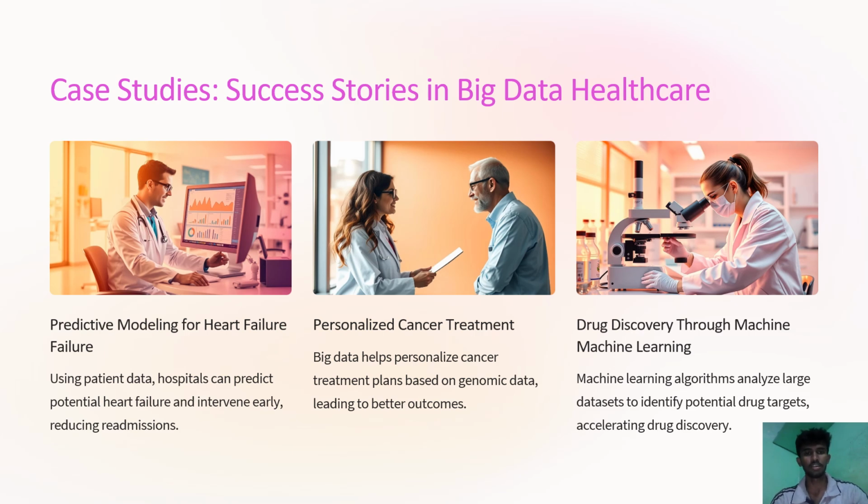Then the case studies of success stories in big data healthcare. First, predictive modeling of heart failure: using patient data, hospitals can predict potential heart failure events early, reducing readmissions. The next one is personalized cancer treatment: big data helps to personalize cancer treatment plans based on genomic data, which leads to the best outcomes. The next one is drug discovery through machine learning.